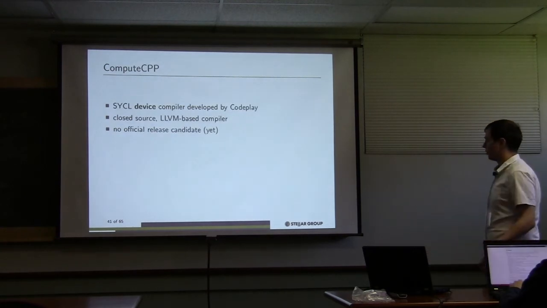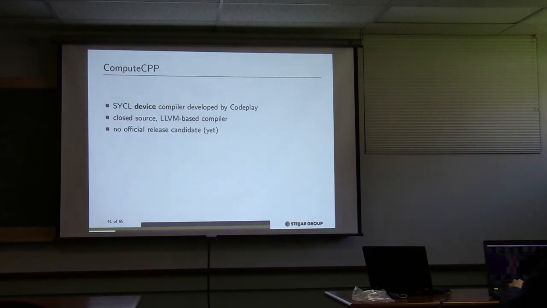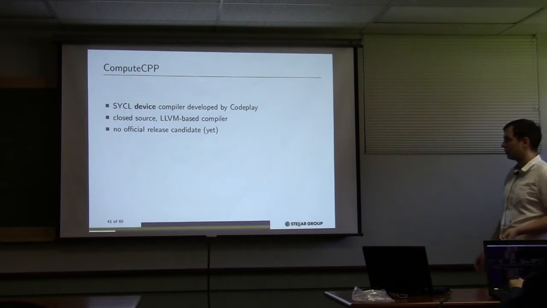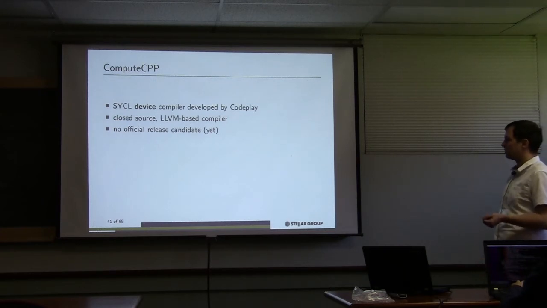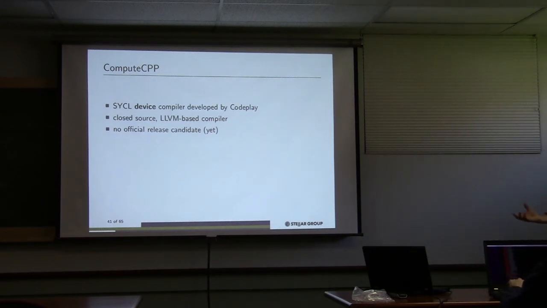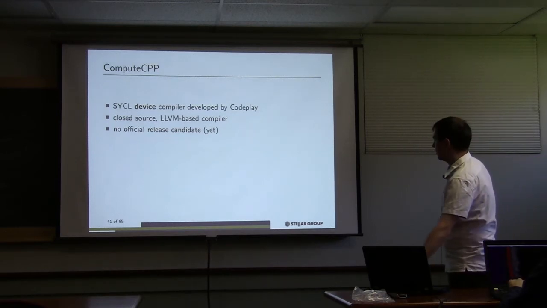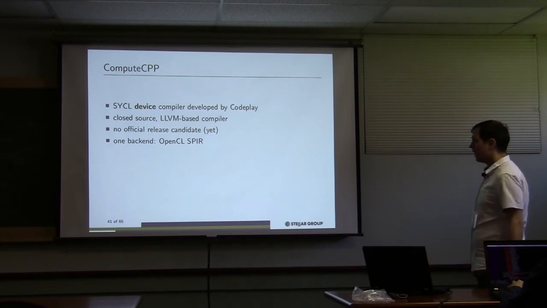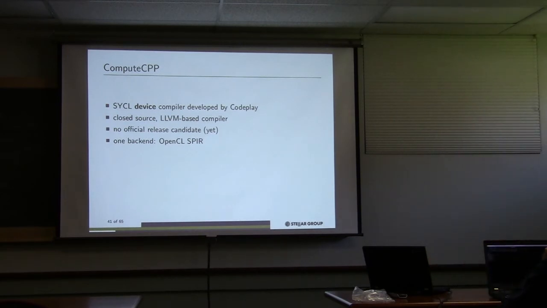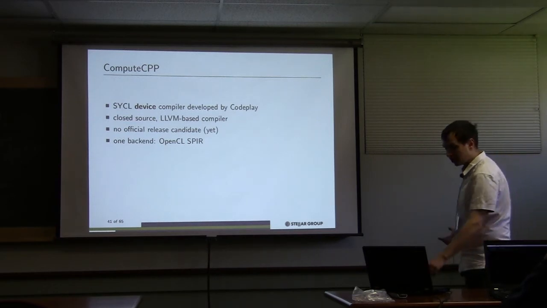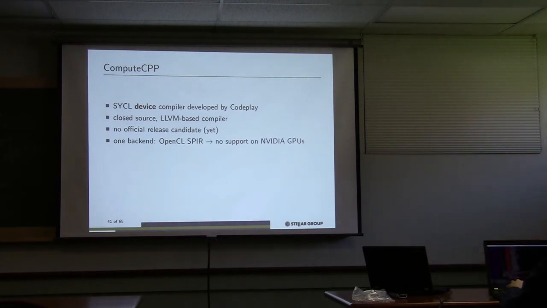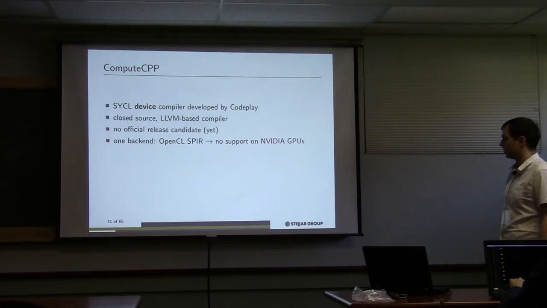The second compiler we use is called ComputeCpp. This is for the SYCL standard, developed by Codeplay. The idea is quite the same. They also use LLVM to generate the code, but it's closed source. You just get a binary; if something doesn't work, you cannot improve it. I think there is no official release candidate. We get early access, but right now you have to wait, I believe. They have only one backend and one frontend. The frontend is SYCL, the backend is OpenCL SPIR, which is a problem because CUDA doesn't support SPIR in any way. So here you are limited to other OpenCL implementations which support SPIR, like AMD's implementation.